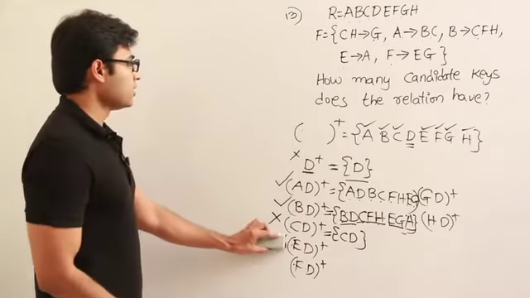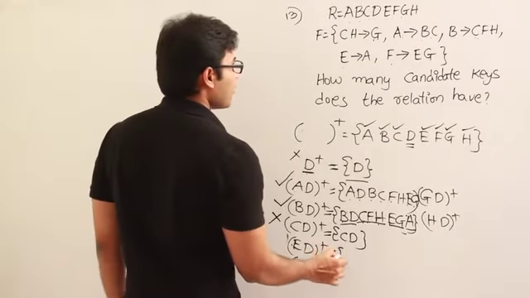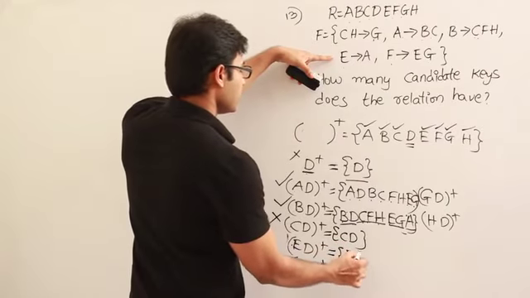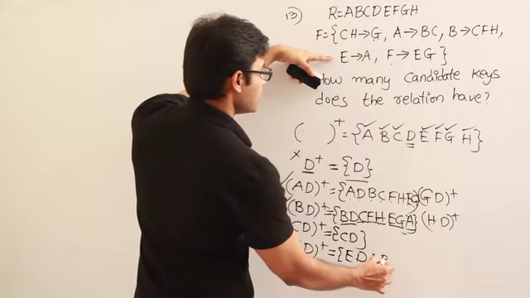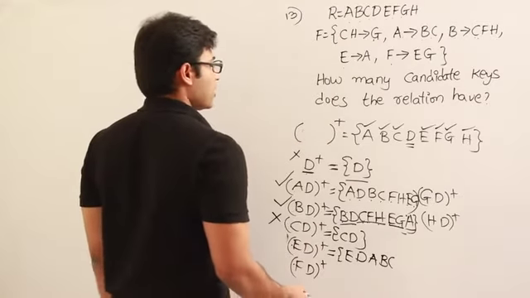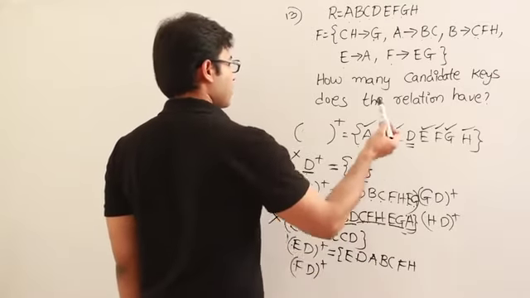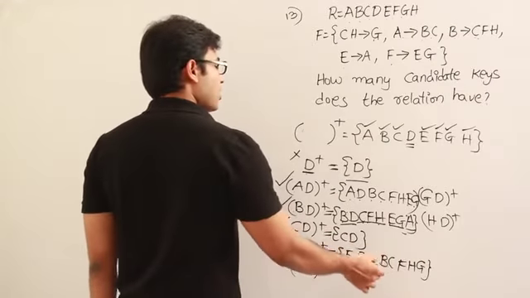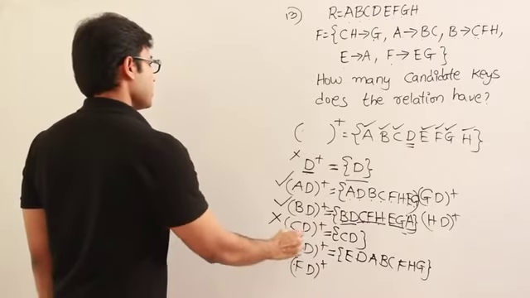Now coming to ED, let's see about ED. First I have to add ED, right? And because of E I get A, and because of A I get BC, isn't it here? And because of B I get FH, and because of F I get EG. E is already there, G I am going to get here. Therefore all the attributes are here, isn't it? So it is a candidate key, ED.